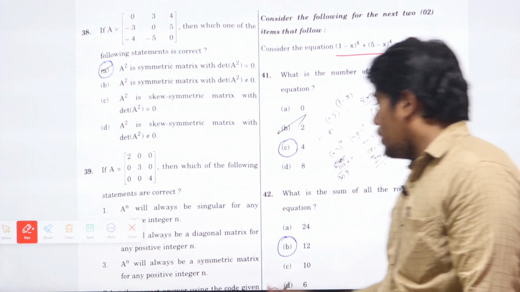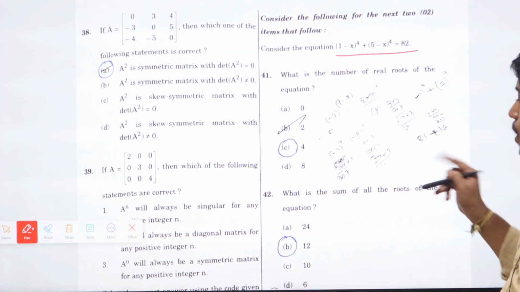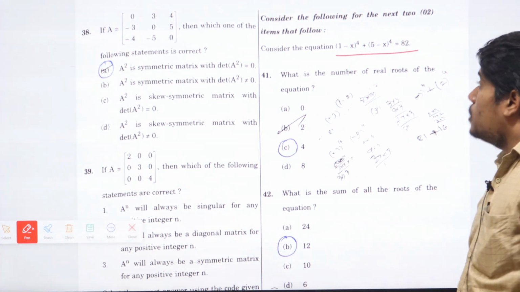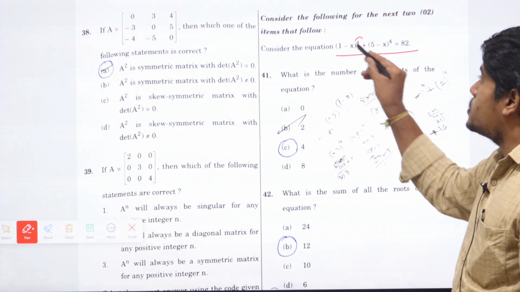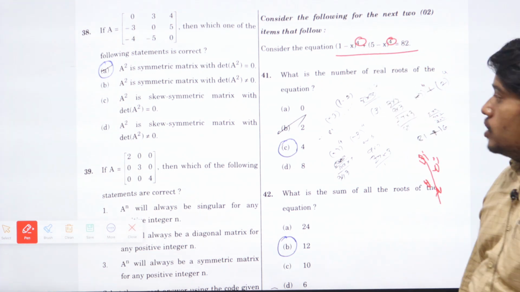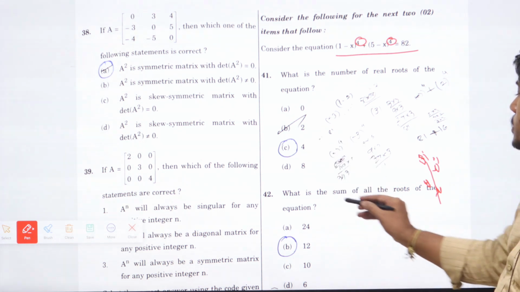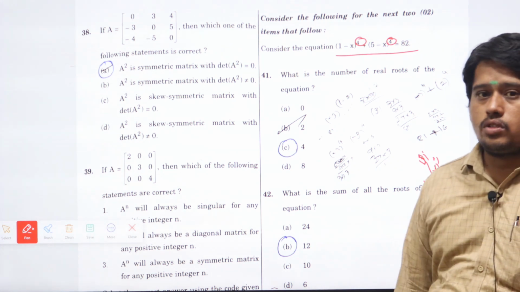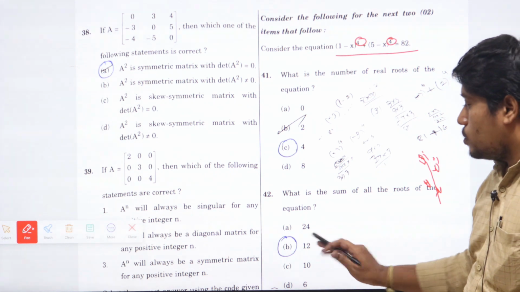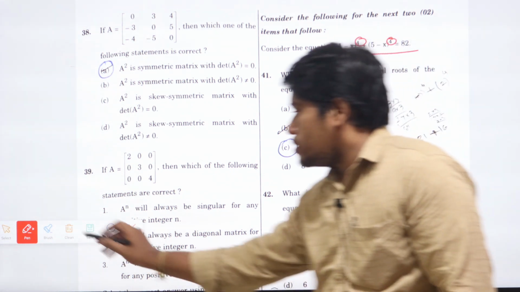And the second question, question number 42, is based on a similar one: what is the sum of all the roots of the equation? Since this is a fourth-degree equation, we get the solution as 4. How many is the sum of all the roots? The sum of all the roots means the roots of the entire function, so it is countable. The 12 will be the right answer.